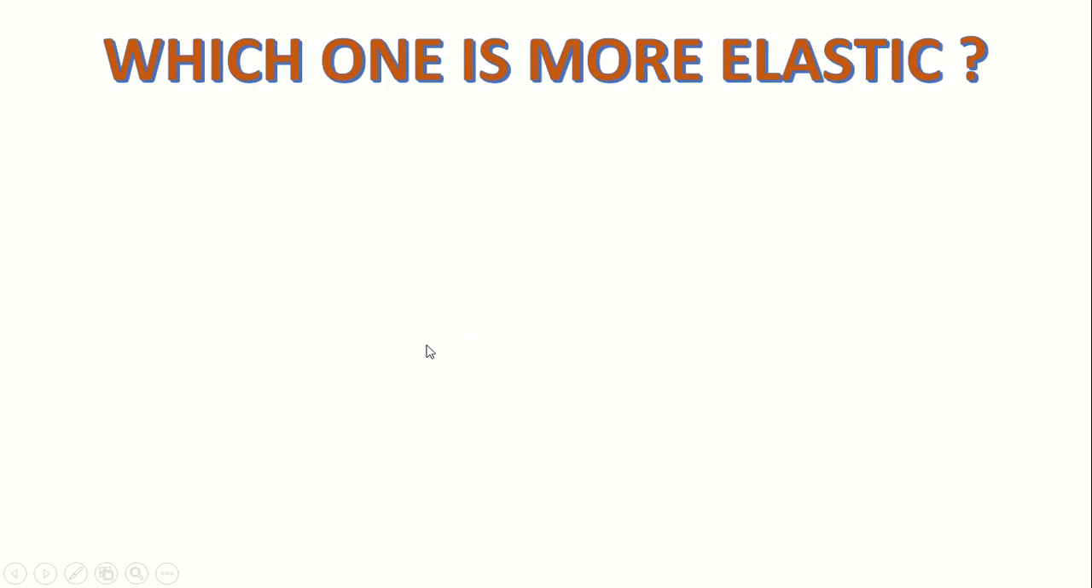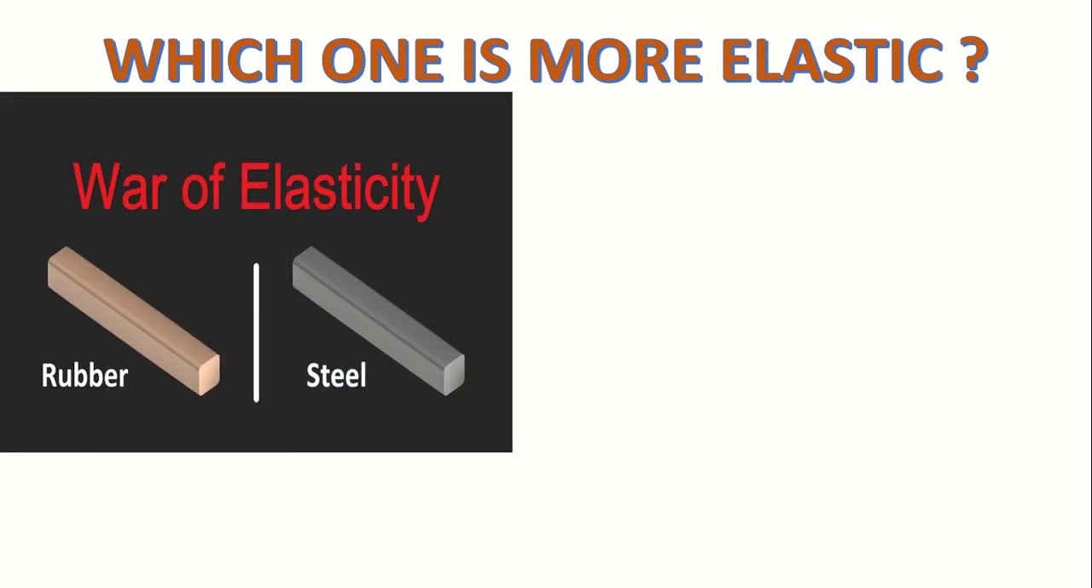Now there will be a war between a bar of rubber and a bar of steel, and you have to tell which one is more elastic. Look, I think you will say that the rubber is more elastic. It will stretch or compress more than the steel, but this is not so.